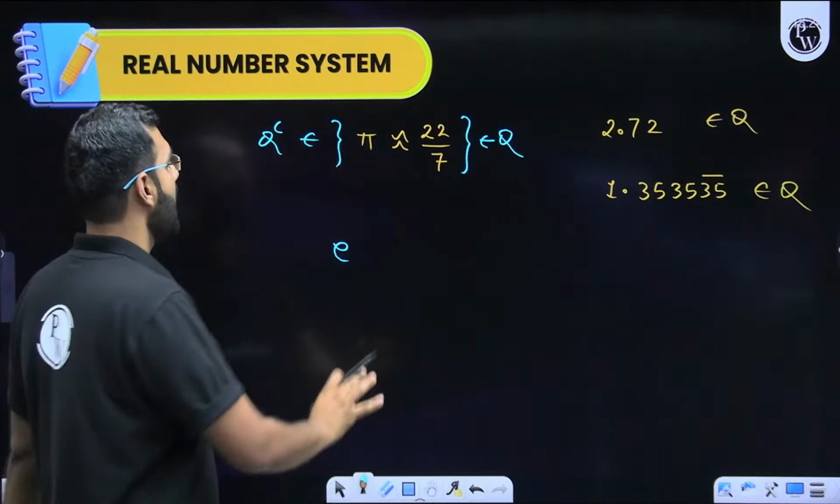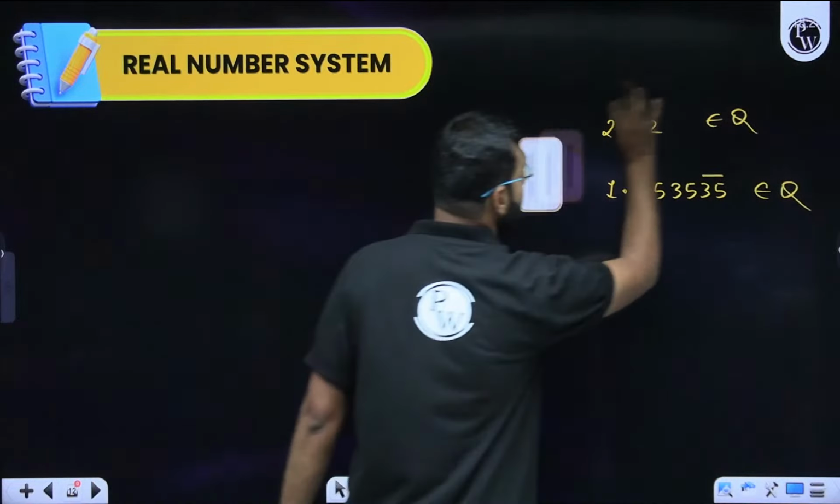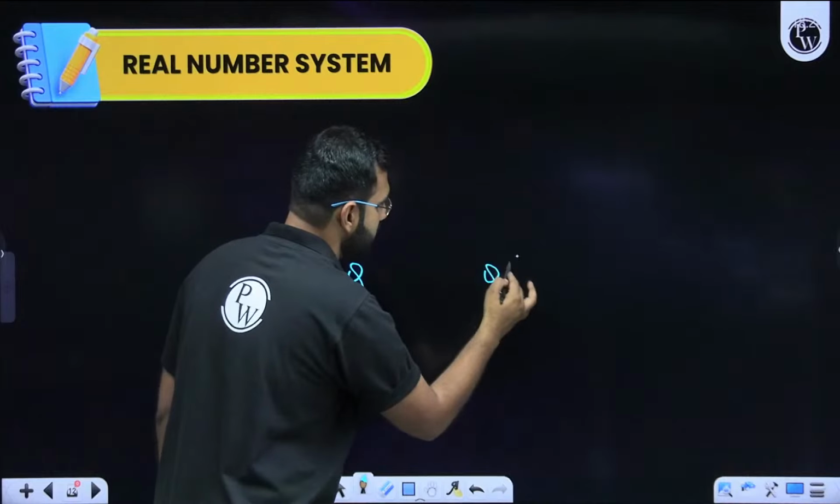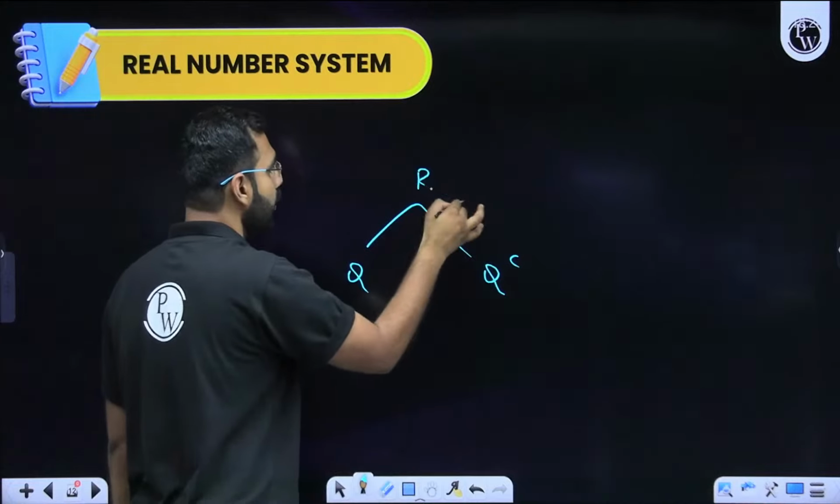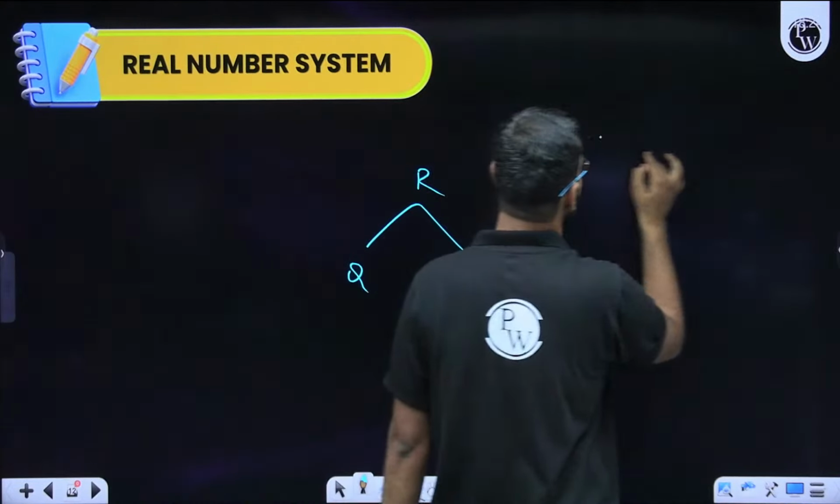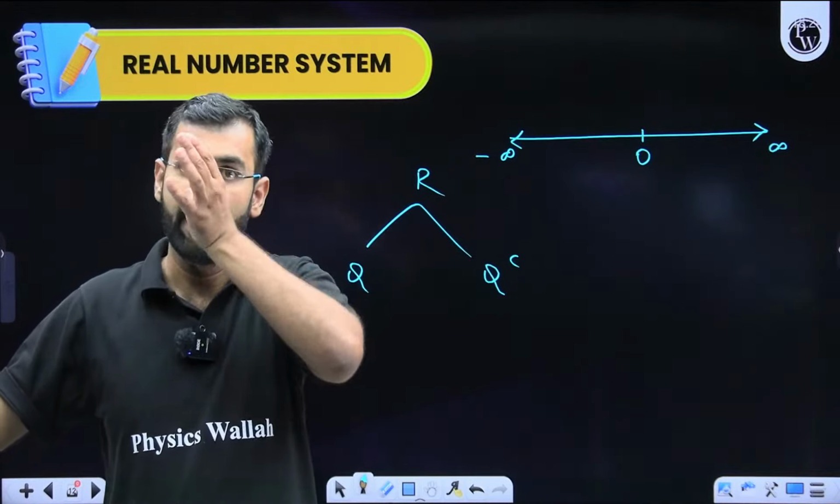So when you club all the rational numbers and all the irrational numbers, you get the set of all the real numbers. I hope you know, on the real number scale, you see numbers from minus infinity to infinity, and between them you see 0. Here we see the set of all the real numbers. It can have all the rational numbers and all the irrational numbers as well. Rational means it can have all the integers. Integers means it can have the whole numbers and natural numbers as well. I hope you got that part.